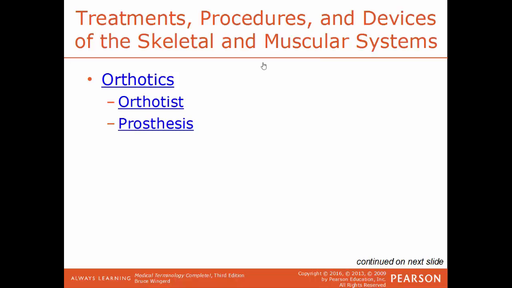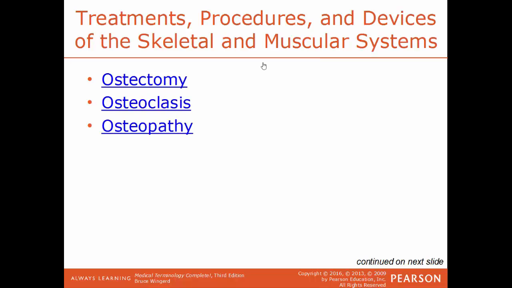Any artificial body part, so not just a limb, it could be an artificial heart or a breast implant. All those are considered to be prostheses because they are artificial to the body. All right, next term, ostectomy. This is the surgical removal of bone. This could be a small piece of a bone or an entire bone.